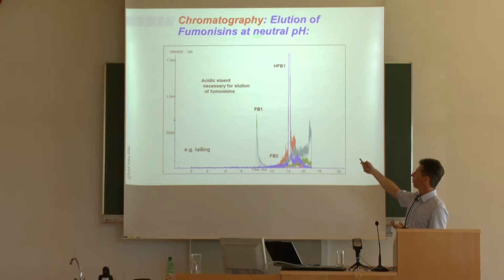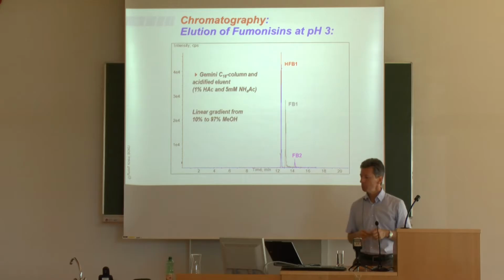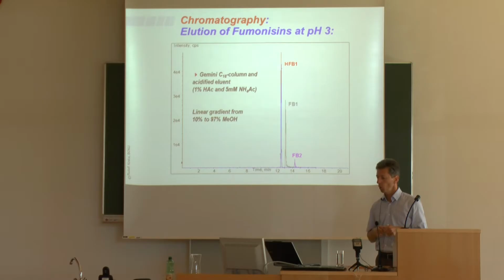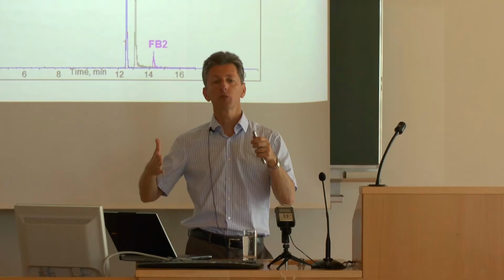Just to give you an idea on chromatography, elution of fumonisins at neutral pH: you see FB1 has tailing, and for FB2 it is almost impossible to find a peak. Once you reduce the dissociation of the carboxylic acid function of the fumonisin by adding ammonium acetate or acetic acid, this immediately results in nice and sharp peaks, which contribute not only to a better sensitivity of the method, but also to a better selectivity.